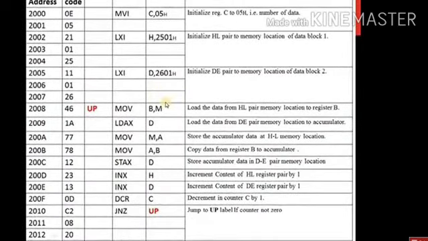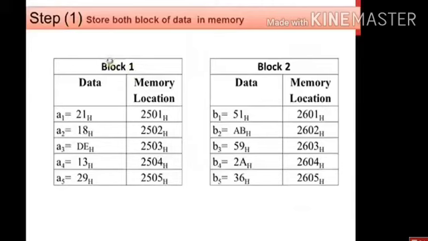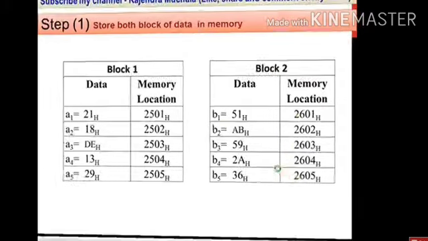Now this is the program. First we will initialize a counter. We will store both blocks of data in memory. In block 1, I have some data: A1 means I have considered some data, A2, A3, A4, A5. By default some data. In B1 I have some data I want to exchange with each other. See in block 2, data B1, B2, B3, B4, B5, at memory addresses 2601 till 2605.